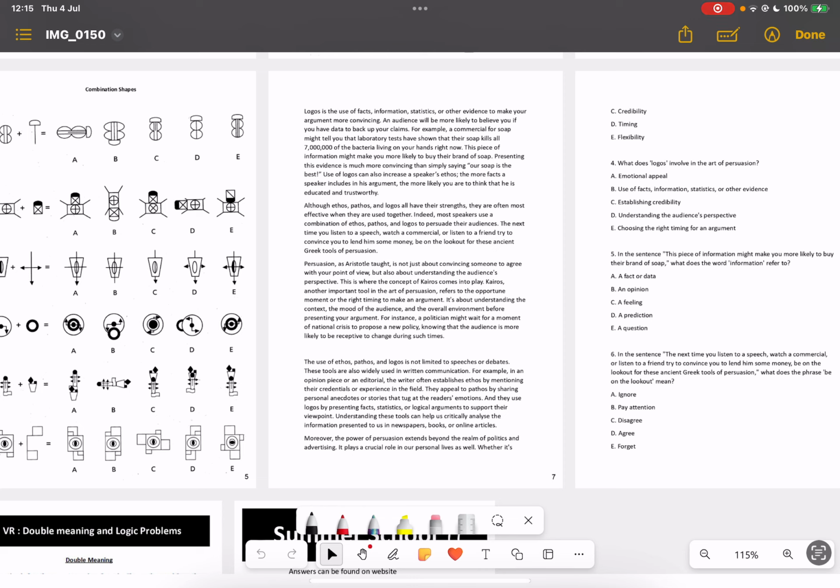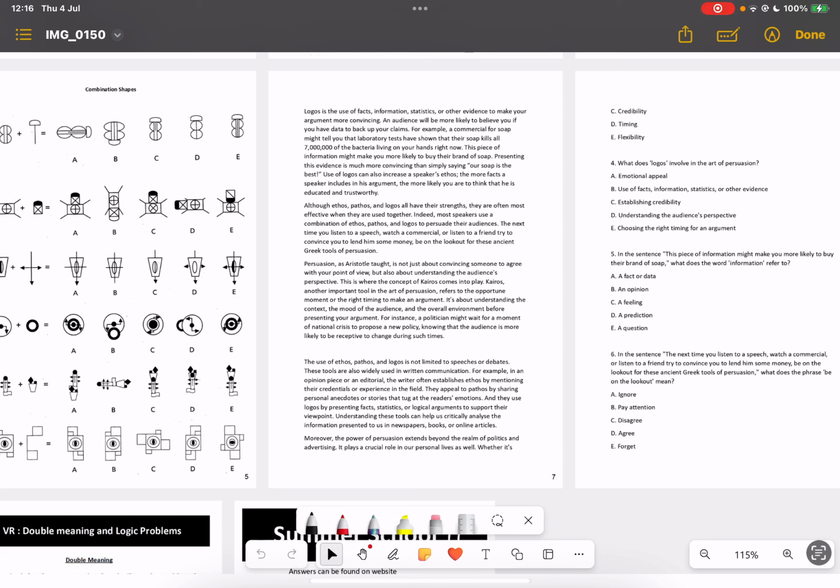Kairos is another important tool in the art of persuasion. It refers to the opportune moment or the right timing to make an argument. It's about understanding the context, the mood of the audience, and the overall environment before presenting your argument. For instance, a politician might wait for a moment of national crisis to propose a new policy, knowing that the audience is more likely to be receptive to change during such times.